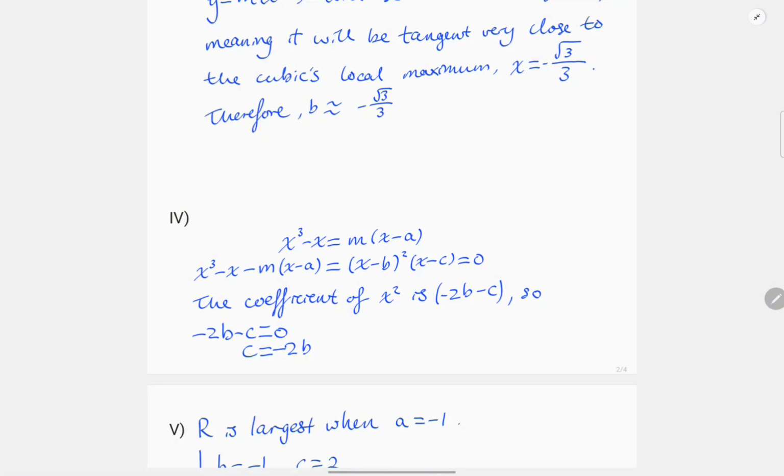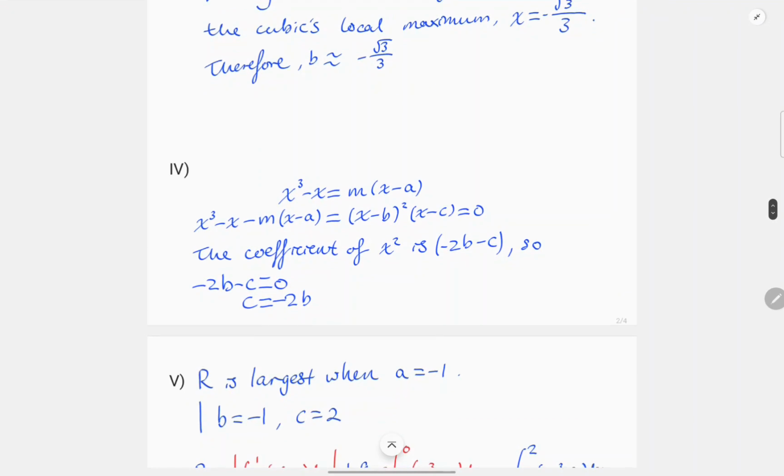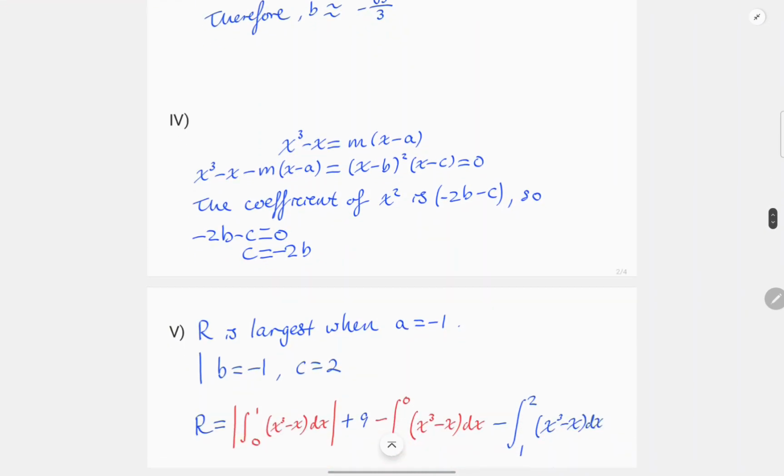Part 5. We can see that R is largest when a equals -1, because that would make the gradient really large, and therefore make c really far away. Under these conditions, we have b equals -1 and c equals 2.